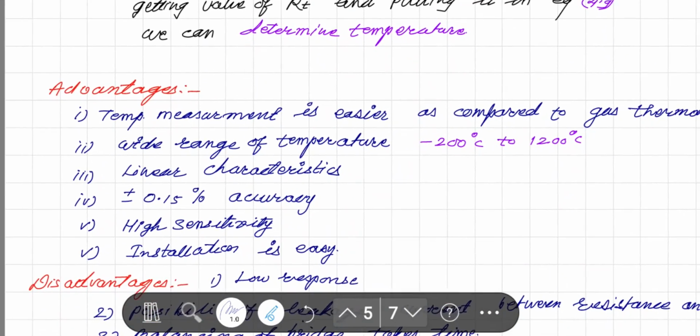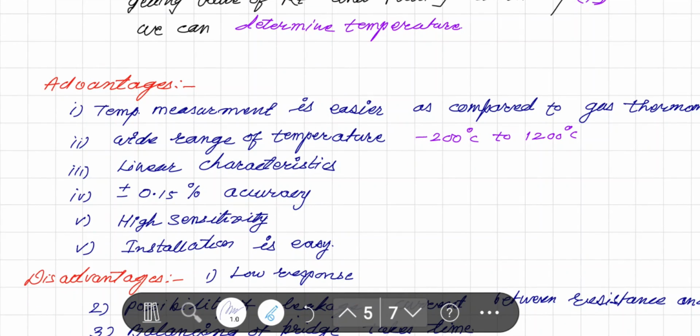Now here are the advantages of this platinum resistance thermometer. Temperature measurement is easier as compared to gas thermometers. Second, it has a wide range of temperature. Using this resistance thermometer, we can have a wide range between minus 200 degrees Celsius to plus 1200 degrees Celsius.